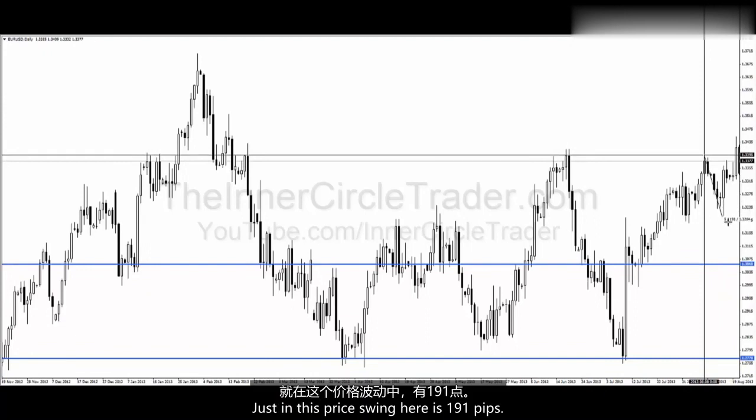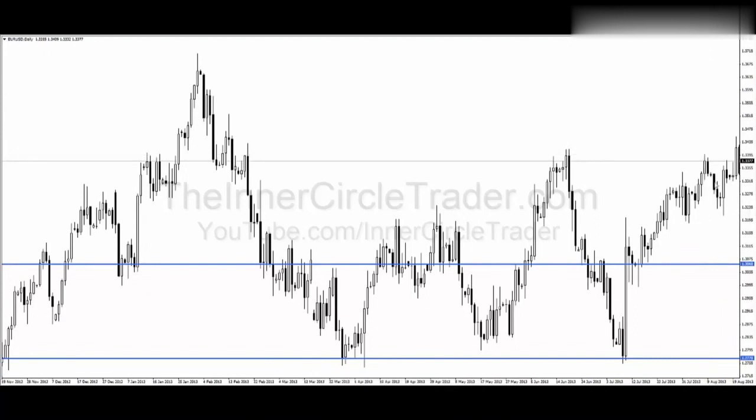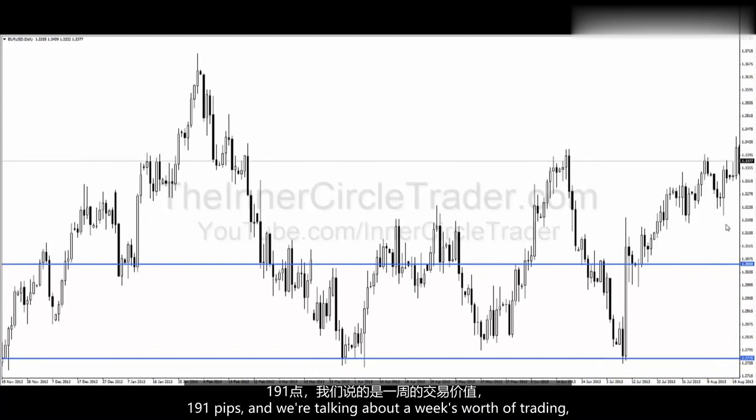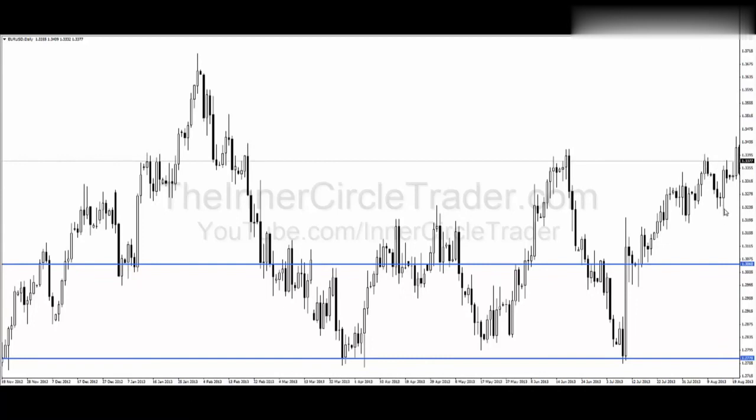Just in this price swing here is 191 pips. Just this, 191 pips, and we're talking about a week's worth of trading. And then price does what? It snaps off again.